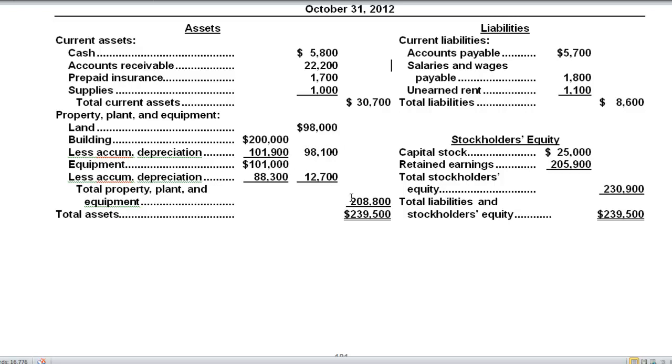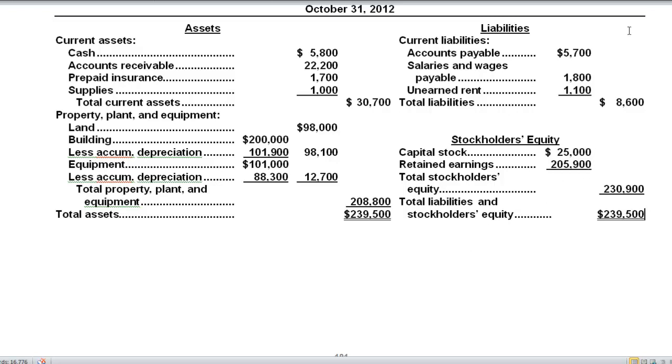Okay, we have a total of this category, and the two together equal $239,500. Of course, our total liabilities and equity are also going to equal this amount. So up top here we have different types of current liabilities. Those are liabilities that we're going to satisfy within the current year. We have our accounts payable, salaries and wages payable, unearned rent. We have our capital stock and our retained earnings.